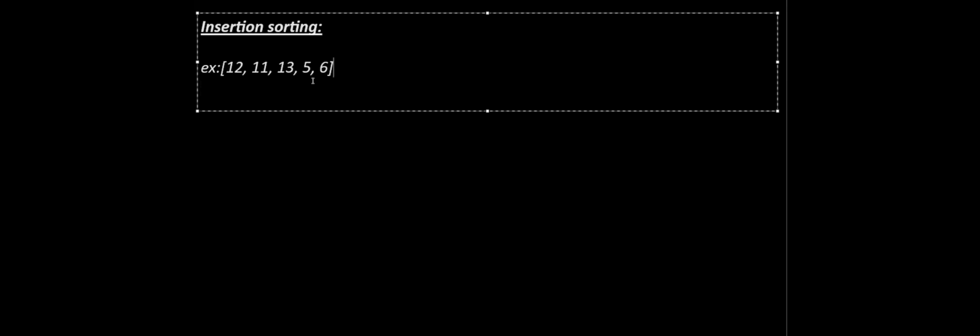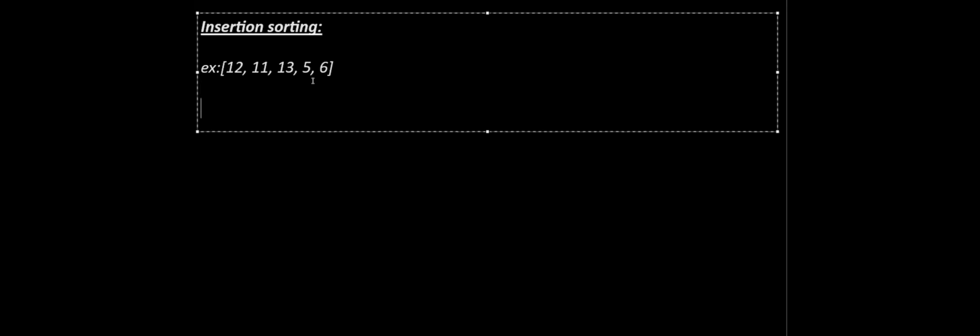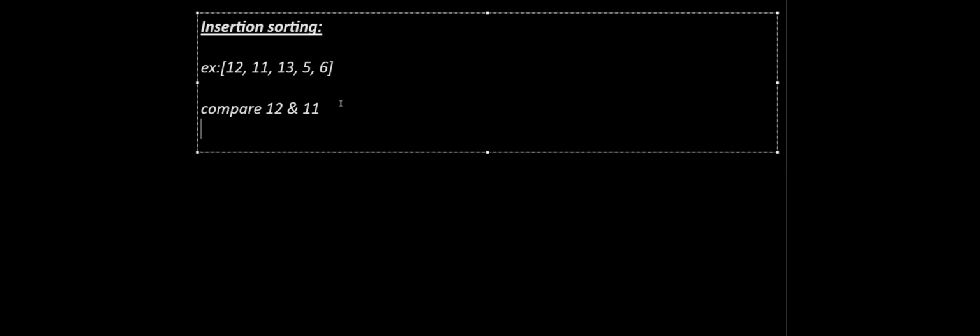First, how it will happen is it will just compare 12 and 11. That is, the first two elements got compared. Now you can tell me whether 12 is greater than 11 or not. Since 12 is greater than 11, it is true, so we just need to swap their positions.